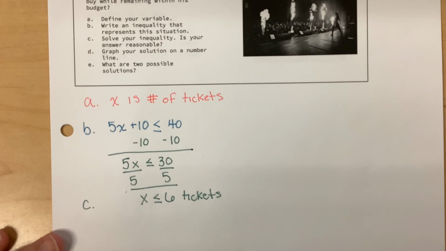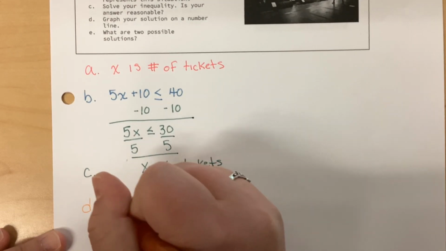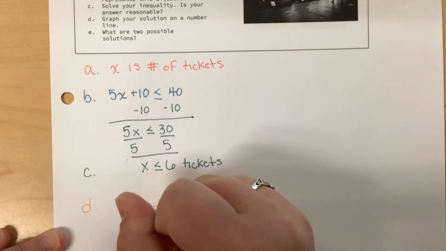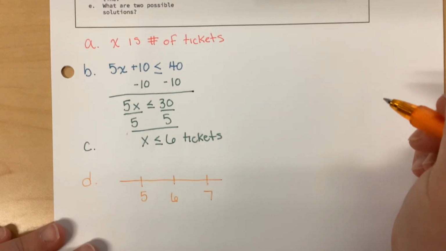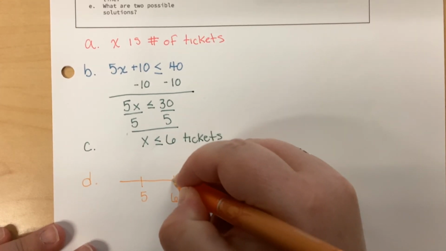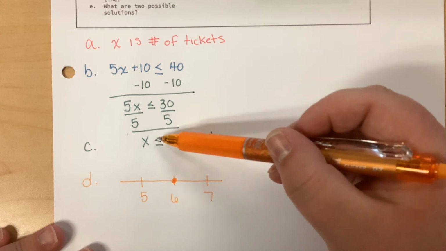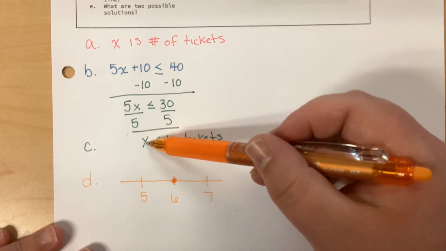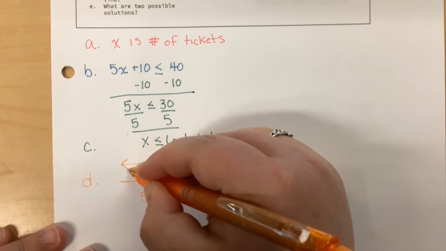All right, part D is to graph. So we're going to draw our line. We'll do 5, 6, and 7. There is an or equal to underneath, so I'm going to close the circle on 6. Okay, and it says he can buy, so X, the number of tickets he buys, is less than or equal to 6. So this time we're going to go this way.